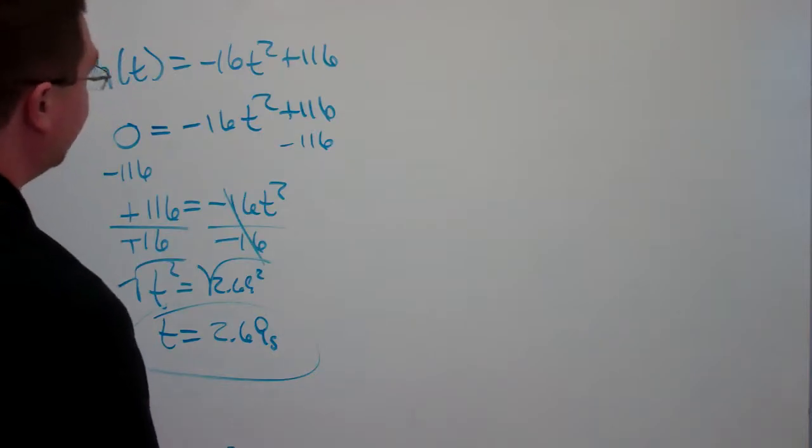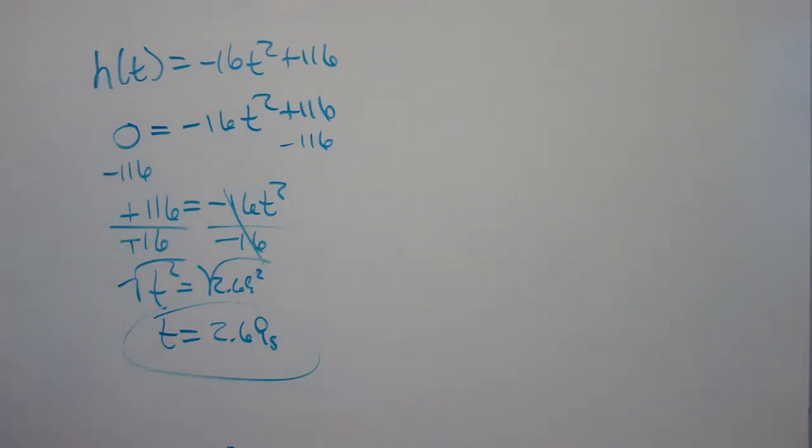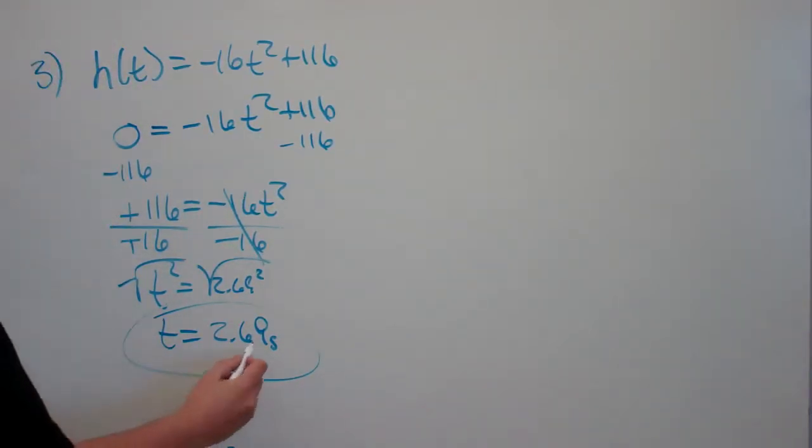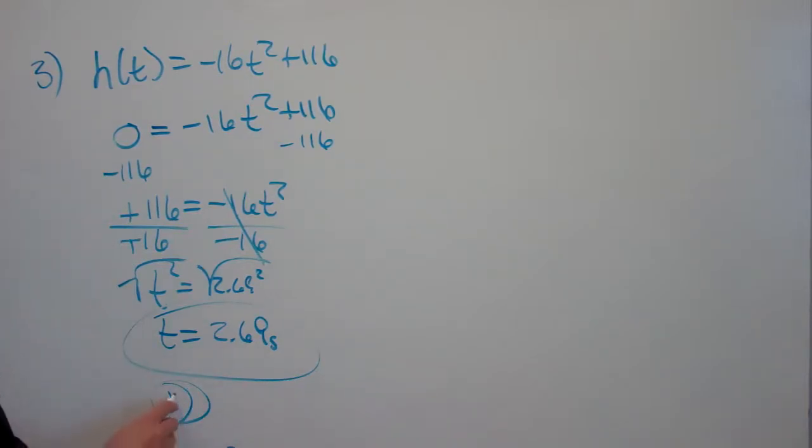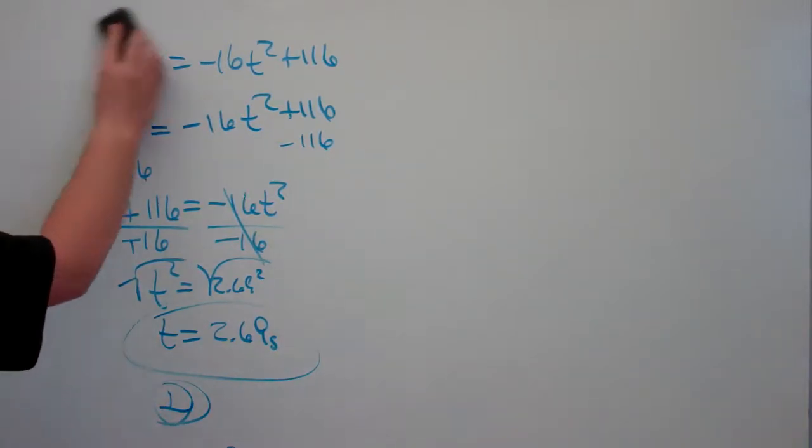Alright? So, that's how you do number 3. That's 3. And the answer comes out to be letter D. That's a D. Alright? Let's go to number 4.